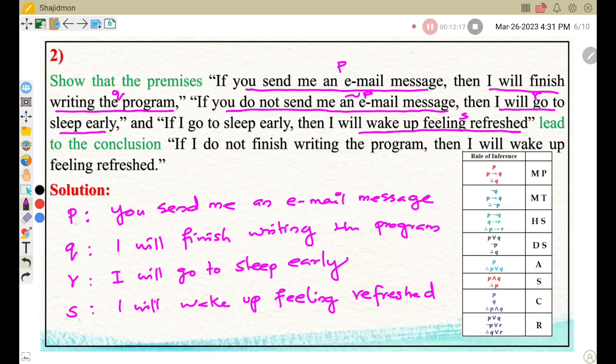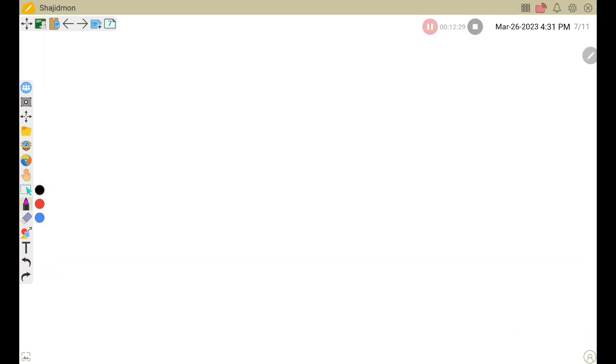So these are the P, Q, R, S variables we have taken. Now we are converting into symbolic form. Next we are writing the first line. You can see in the first line we are converting the premises first, and we have a conclusion here.